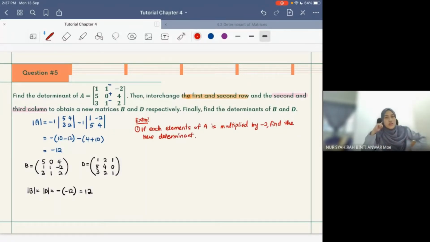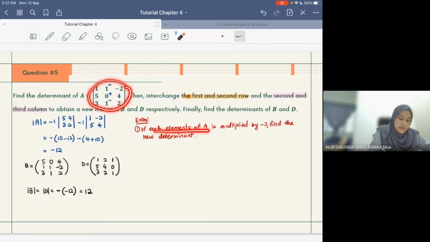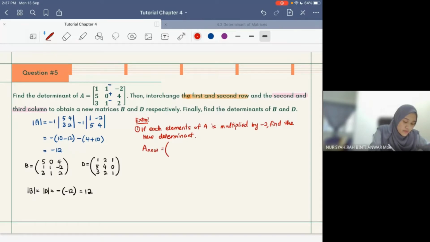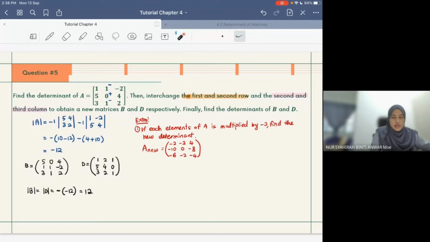Determinant saja. Okay. So now, sekarang ni each element of matrix A ini akan didarabkan dengan -2. Let's say saya label dia sebagai A new lah. So our new matrix A will be -2, -2, 4, -10, 0, -8, -6, -2, -4. Okay. So untuk cari the new determinant tak perlu guna jalan kira seperti ini, hanya gunakan properties of determinant.